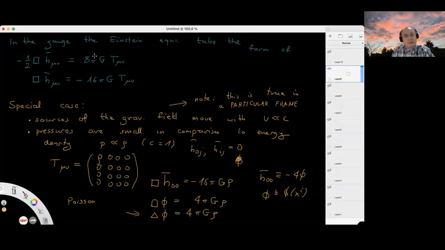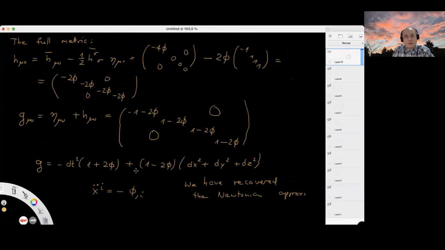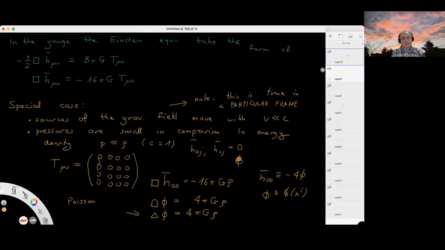Had we chosen a different prefactor over here, we would get a different factor in this Poisson equation. On the other hand, the equation of motion would still look like minus the gradient of phi gives the acceleration. So we would have an inconsistency with the Newtonian limit. We know from Newtonian physics that this holds fairly well in the solar system with 4 pi G. And this only works if we assume 8 pi G in the full Einstein equations.